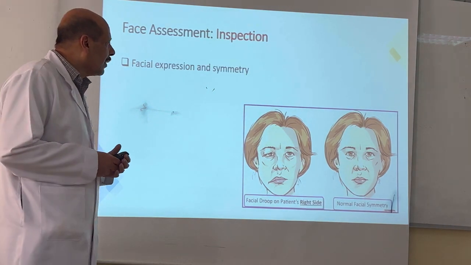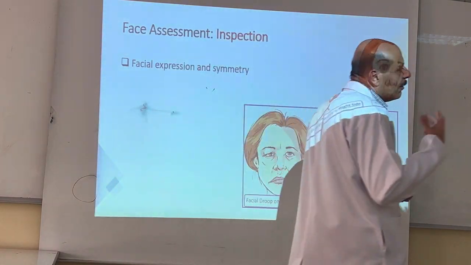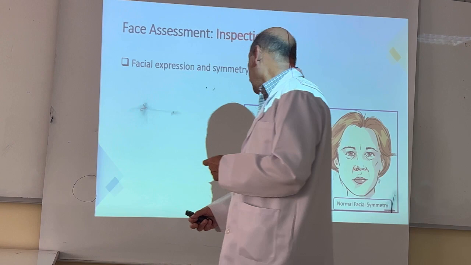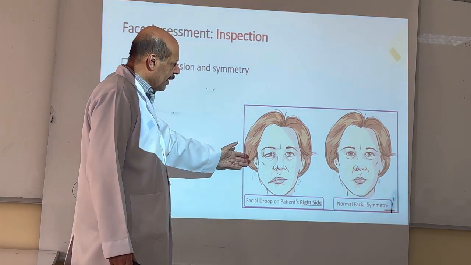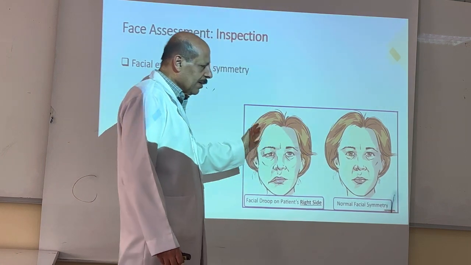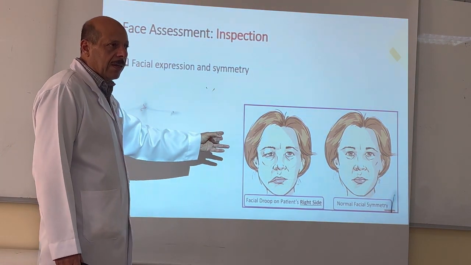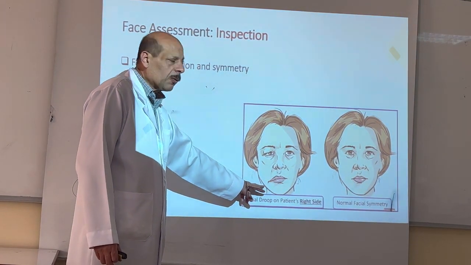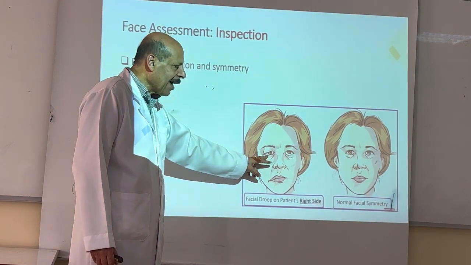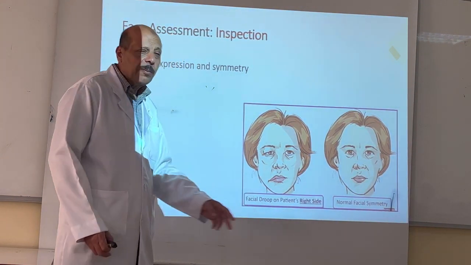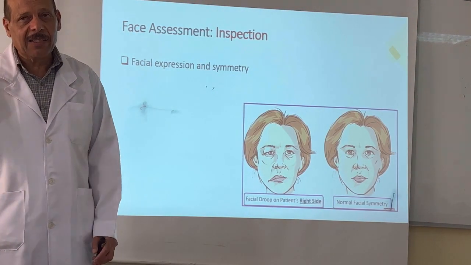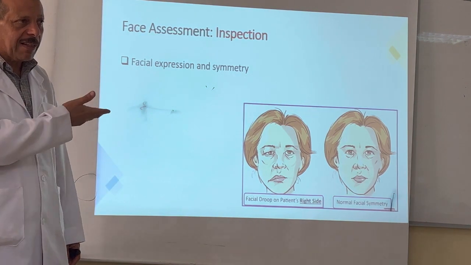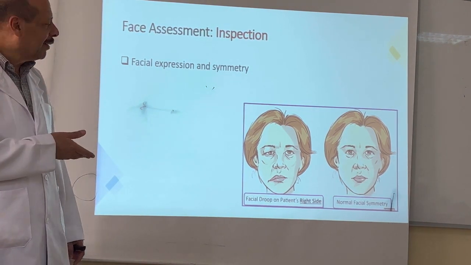Face assessment, the facial expression and facial assessment also depend upon the age, it depends upon many things. So here, if you look at the face, what do you observe? What's the difference? Yes, in this case, you see that the mouth is going toward one side and here the eyelid is going down. So it means that the facial nerve on the right side is affected. So it might be cerebrovascular accident, CVA, or hemiplegia.